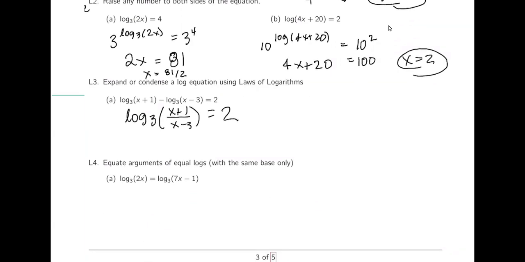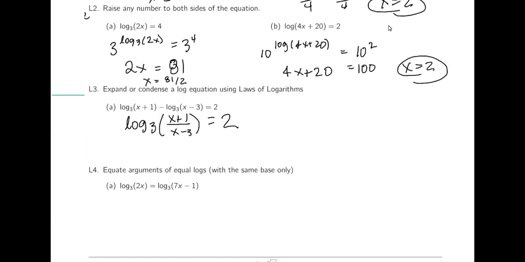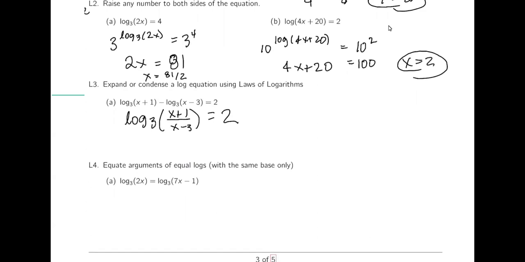And now I have the kind of equation that works great to use either method L1 or L2 on. I'm going to think about maybe using method L1 on this and convert this to exponential form. And I might write this, if I convert it, as 3 to the second power equals x plus 1 over x minus 3, which is 9 equals x plus 1 over x minus 3. And now I have a rational equation.